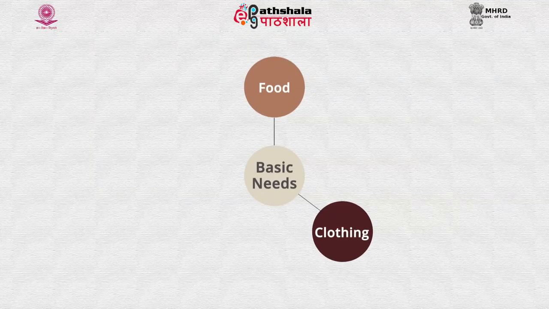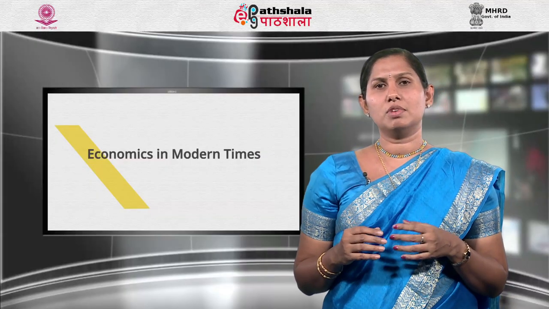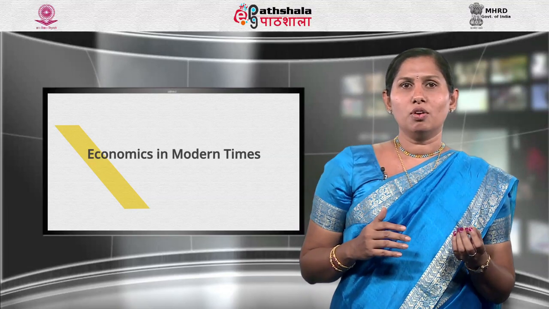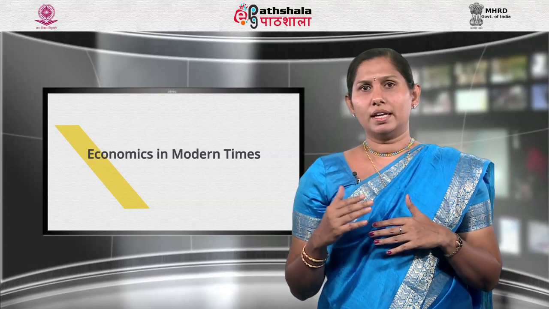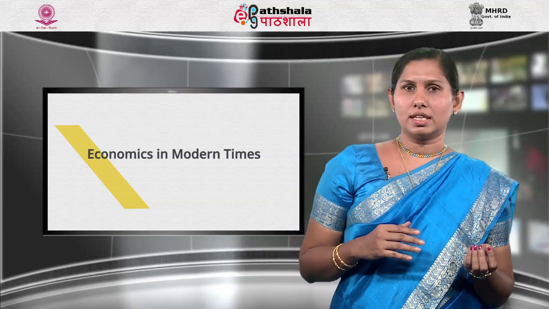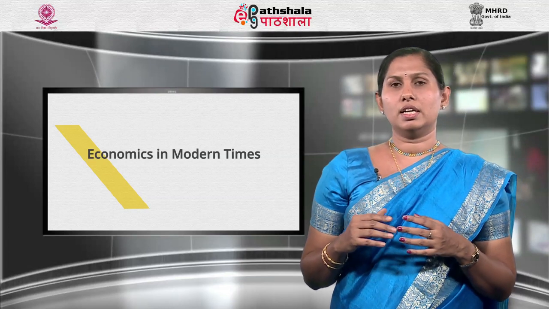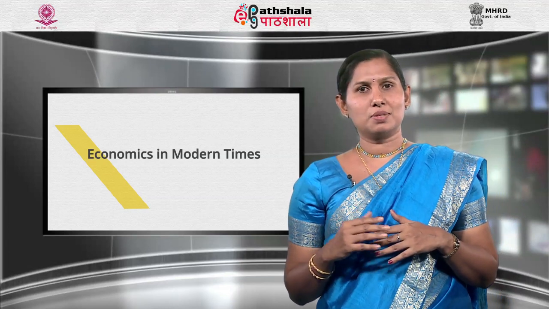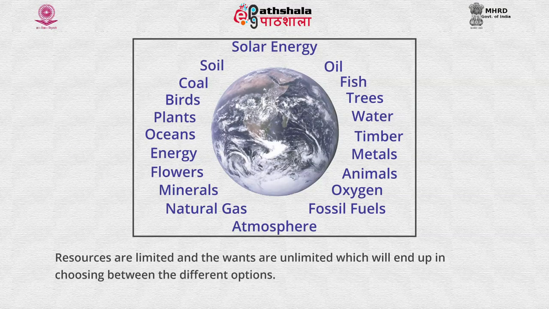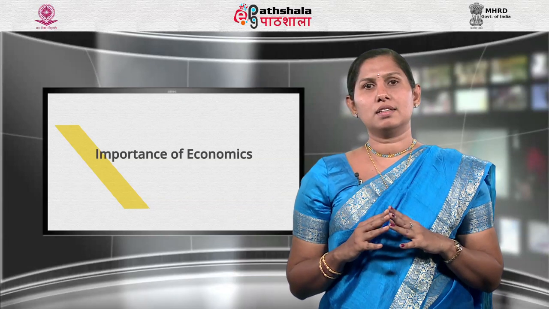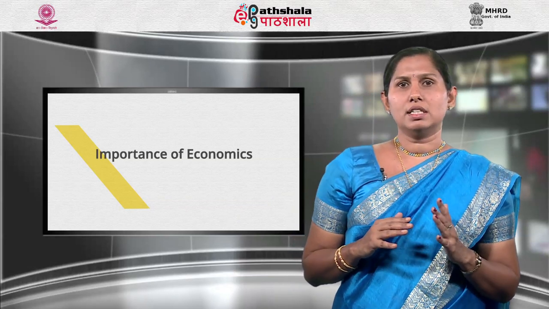Food, clothing, and shelter are considered the basic needs of man. To get these needs, we must earn money. For earning money, we need to engage in different kinds of activities, to work or make an effort. These efforts lead to satisfaction. We are always interested in achieving our aims and satisfying our wants. But there lies a problem. We know that resources are limited and wants are unlimited, which ends up in choosing between different options. It is necessary that one makes an intelligent choice.